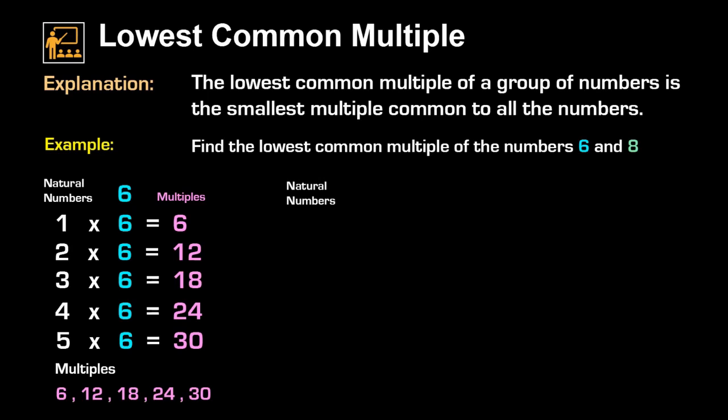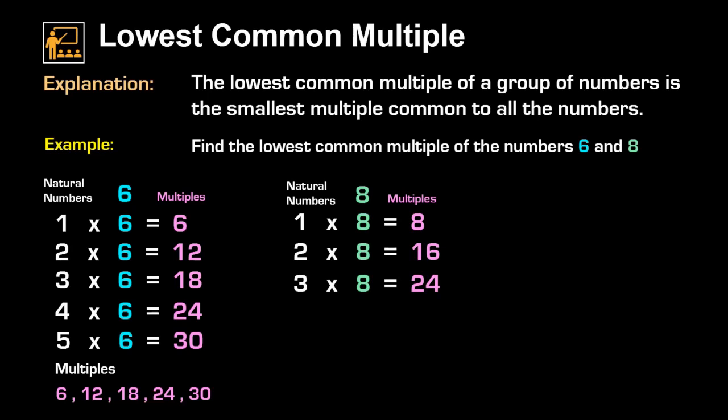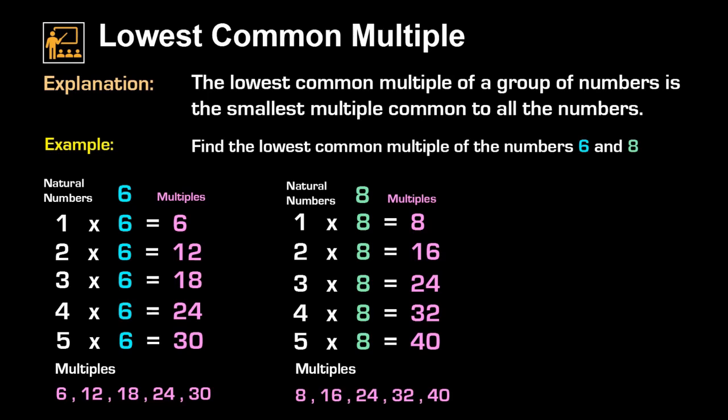And then we look at the multiples of 8, which will be 1 multiplied by 8 is 8, 2 multiplied by 8 is 16, which means 16 is a multiple of 8. 3 multiplied by 8 is 24, 24 is a multiple of 8. And we have 4 multiplied by 8, which is 32. 32 is therefore a multiple of 8. And then the last one, 5 multiplied by 8, which is 40. And then the multiples of 8 are 8, 16, 24, 32, 40.